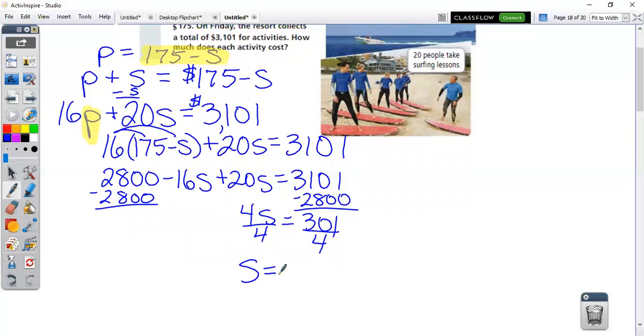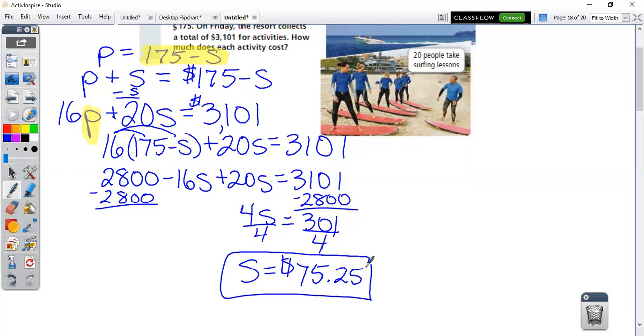So how much does it cost to surf? $75.25. What do I do with that to figure out what it costs to parasail? I'll plug it back in. We already know parasailing is $175 minus how much it costs to learn to surf.